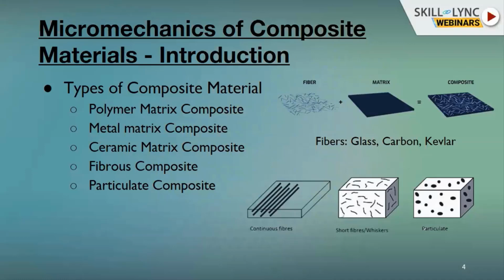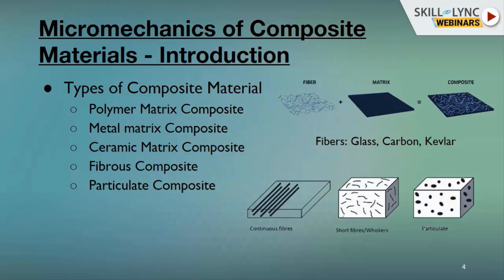Similarly, we have Kevlar and carbon fibers. In carbon, again, we have different forms of fibers based on their strength. They have different terminologies. Again, they are in the form of continuous fibers or short fibers. So they form basic fiber layers.